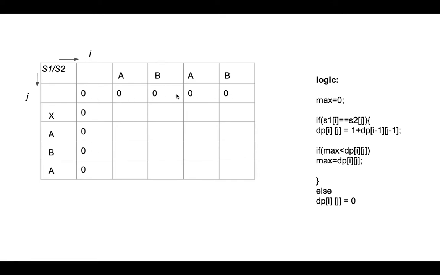There is a logic behind filling this row and this column with 0. If we observe this block, we can say that there is no character inside the string S2. So no matter how many characters we have in string S1, if there is no character inside string S2, there will not be any longest common substring in that case. So that's why this row is filled with 0. Likewise, if we observe this block, we can say that there is no character inside string S1, and no matter how many characters we have in string S2, if there is no character inside string S1, there will not be any longest common substring in that case. So that's why this column is filled with 0.